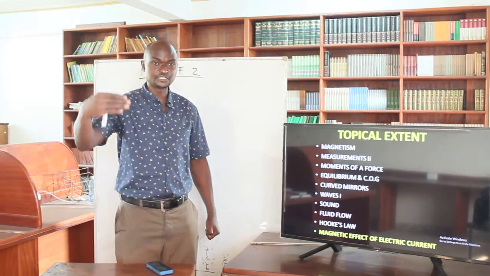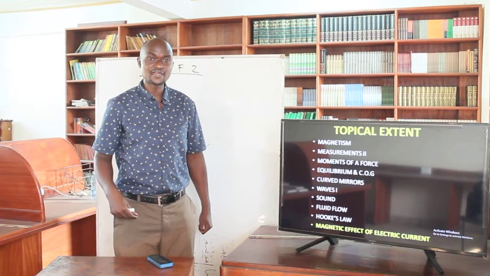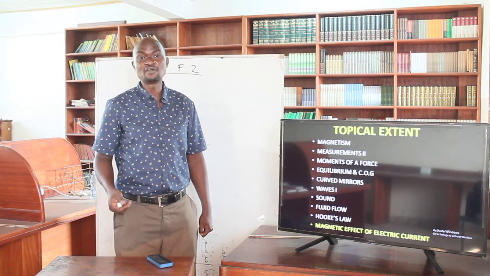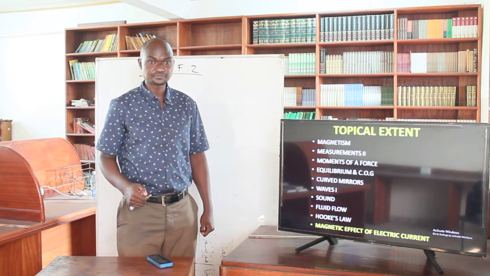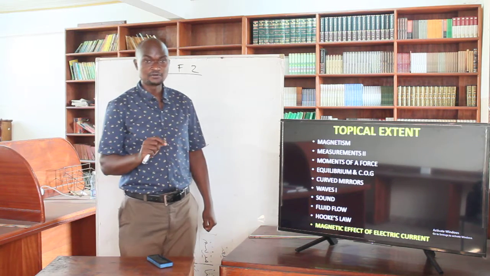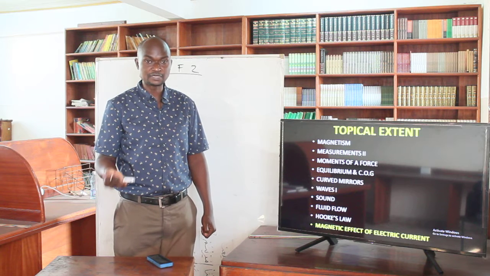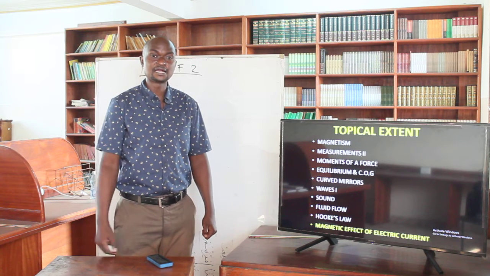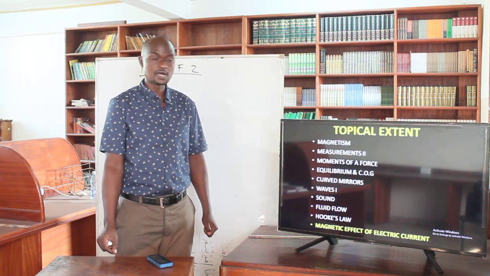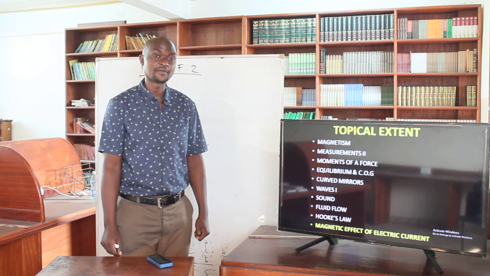Waves 2 is supposed to be taught in Form 3 coverage. We introduced what waves are, the properties of waves, and what the wave equation is all about. Then we went to a specific type of wave called sound. Sound is a type of wave which we call a longitudinal wave. We saw its properties, its transmission, and what we mean by echo, and how echoes can be used to calculate the speed of sound in air.